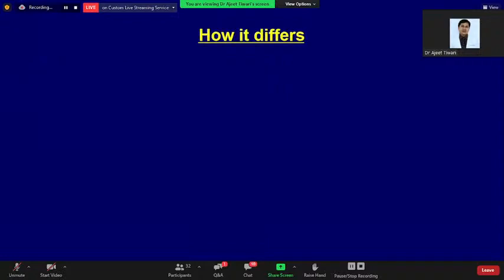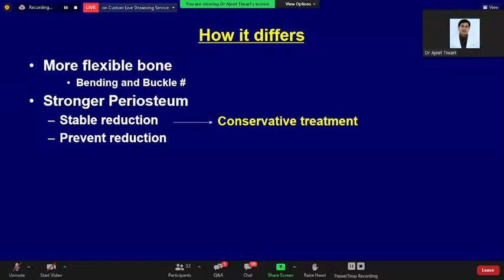So how do pediatric fractures differ from adults? Children's bones, or pediatric bones, are more flexible, so there are more chances of bending and buckle fractures. They have a stronger periosteum compared to adults, so they have stable reductions. That is why most of the fractures can be treated conservatively.